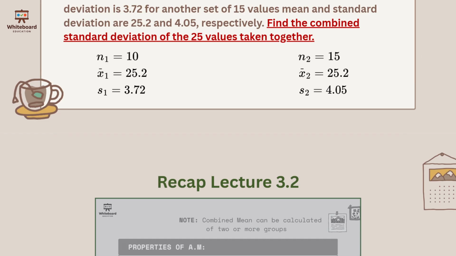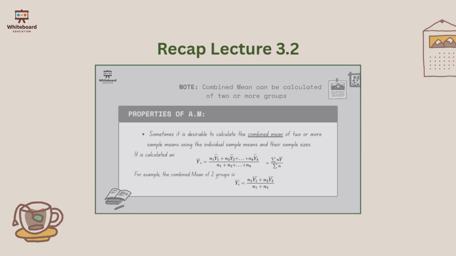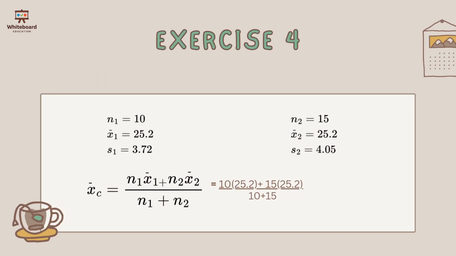Do you remember we learnt about a formula, the combined mean, in lecture 3.2? Today, we'll be using exactly that. So, here we have all the data available, and it perfectly fits the formula: xc bar equals n1 x1 bar plus n2 x2 bar, over n1 plus n2. Thus, we place in the values of x1 bar, x2 bar, n1 and n2, and we get the answer 25.2.